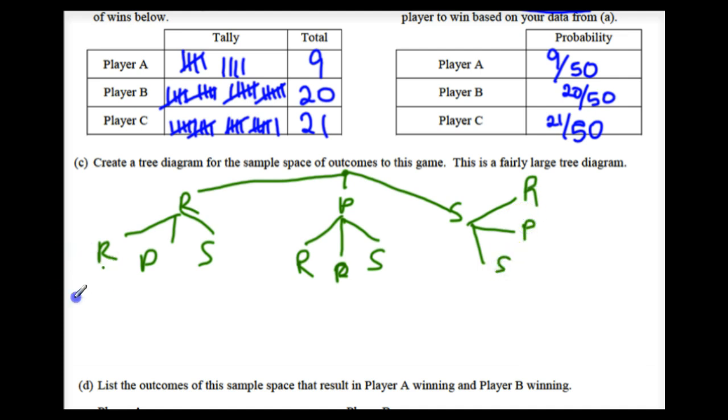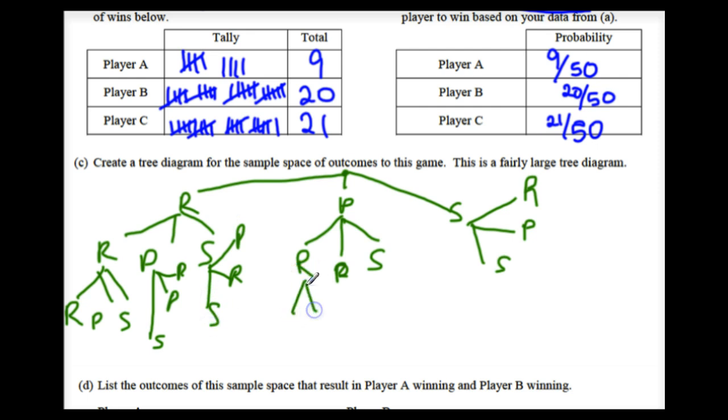Then if I take this one out, I can do the same thing: rock, paper, scissors. They all can be rock, paper, scissors. And this can keep going on. This will be the same exact thing.